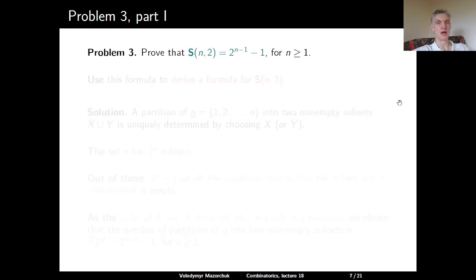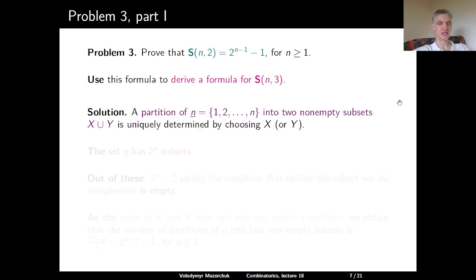Problem 3. Prove that the Stirling number S(n,2), that's a Stirling number of the second kind, equals 2 to the power n minus 1, minus 1, for all n greater than or equal to 1. And use this formula to derive a formula for S(n,3).